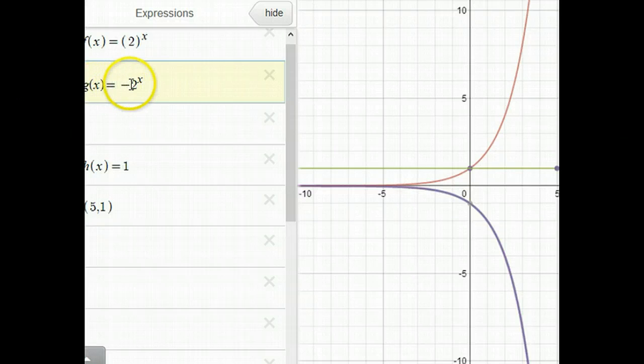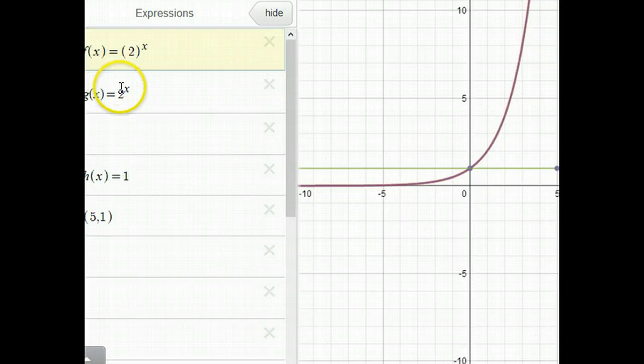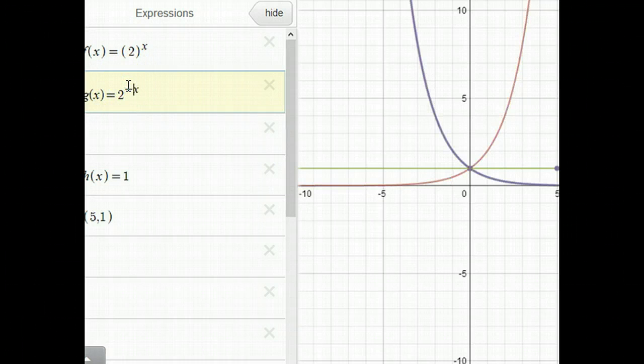If I want to reflect it across the y-axis, instead of making the base a negative, I'm going to make the power a negative. And as you can see, it reflected across the y-axis. If I want to do a horizontal compression, or a vertical compression, well, let's see.